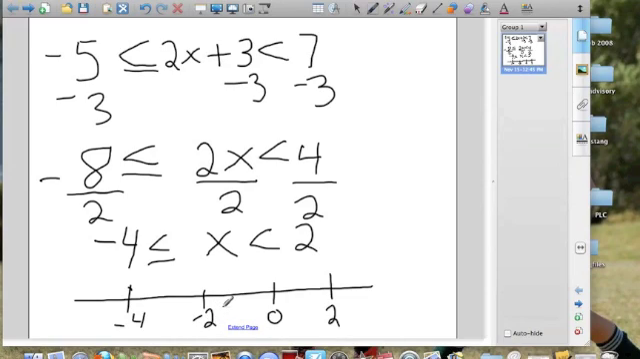Now when you're graphing, this is an and, so your line's going to go together. Make sure you have your open circle for less than and greater than symbols, and your closed circle for less than or equal to and greater than or equal to. At negative 4, because x is greater than or equal to negative 4, we're going to have a closed circle, and our solutions will be going up the graph.